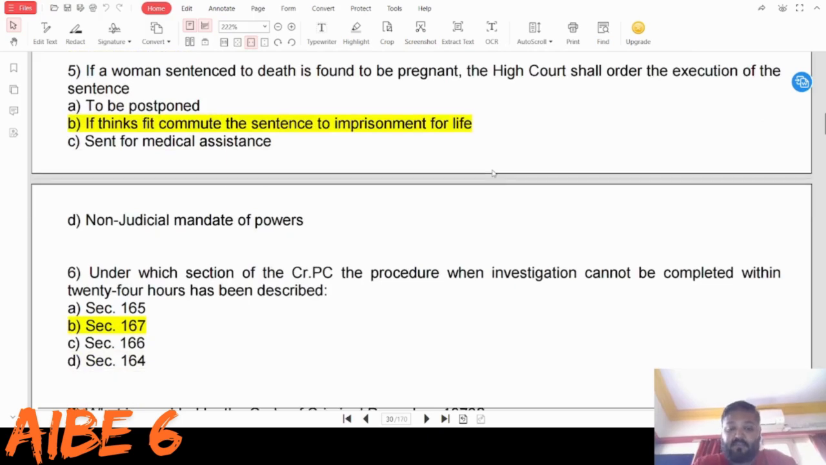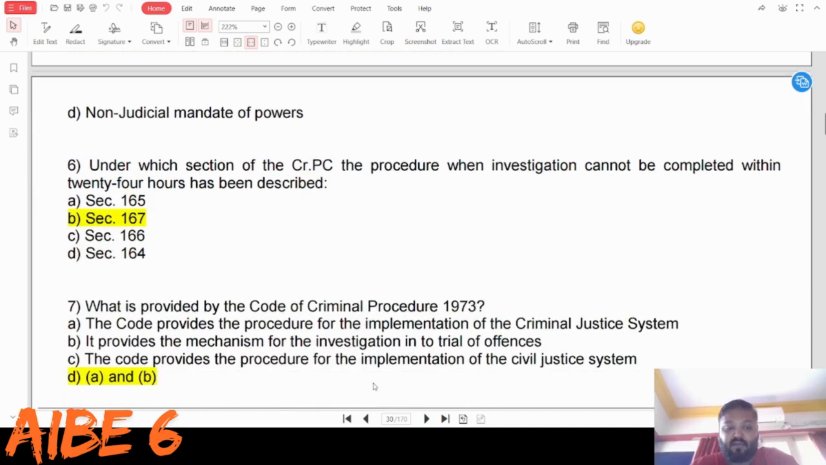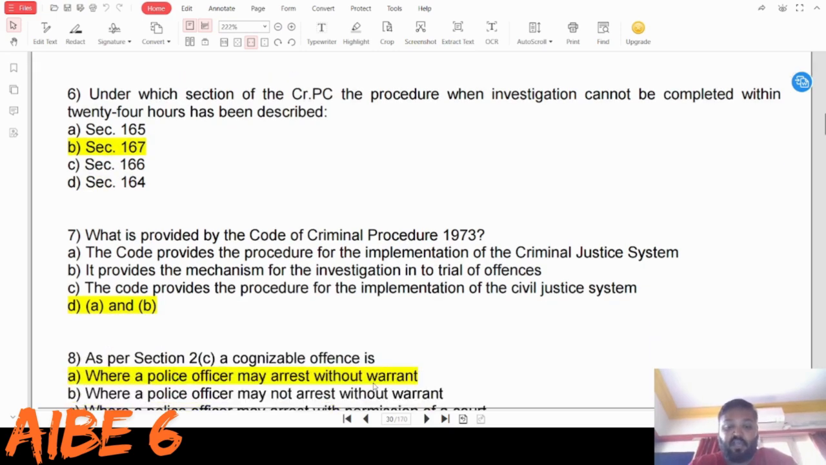Under which section of the CrPC is the procedure when investigation cannot be completed within 24 hours described? Section 167. What is provided by CrPC 1973? The Code provides the procedure for implementation of the criminal judicial system. It provides the mechanism for the investigation and trial of offences.